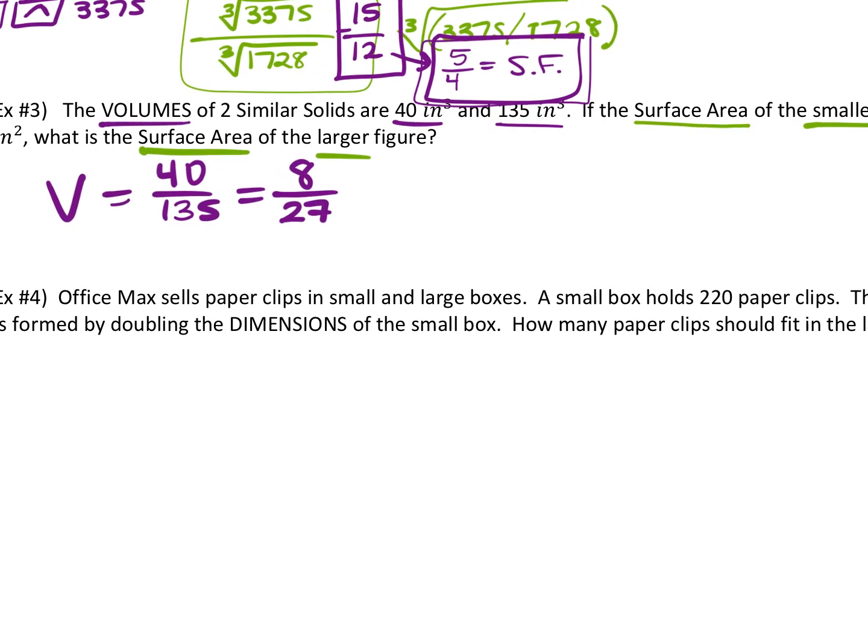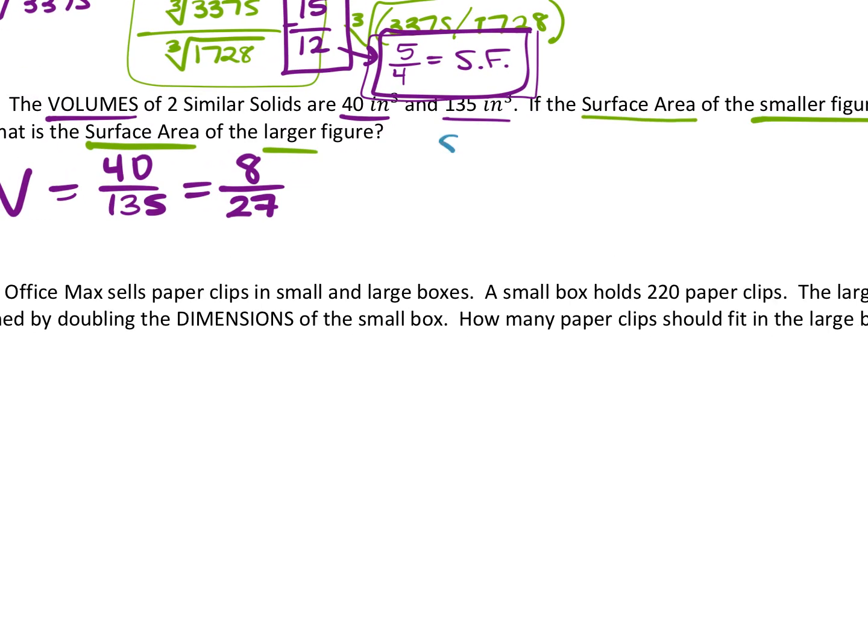Okay, so now let's think about this. We were saying scale factor, surface area, and volume. My volume ratio is 8 to 27. What do I need? We need the larger surface area.